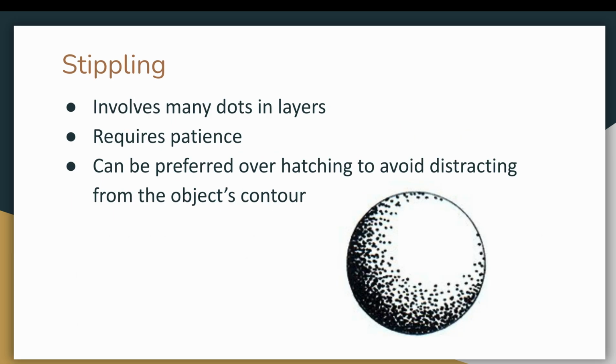Stippling, this involves dots. This requires a lot of patience. This one is probably the slowest method. But this can be preferred over hatching so that the shading doesn't distract from the object shape itself. Especially if you have round objects, hatching or cross hatching sometimes doesn't work very well, because the lines take away from the roundness that you want the object to show.